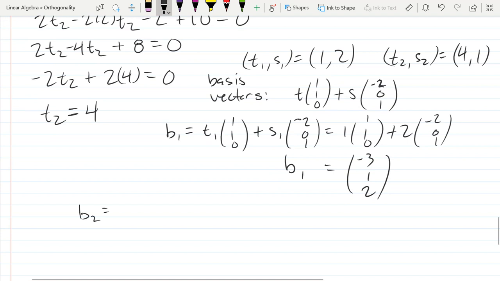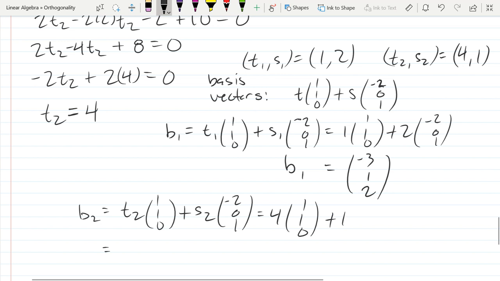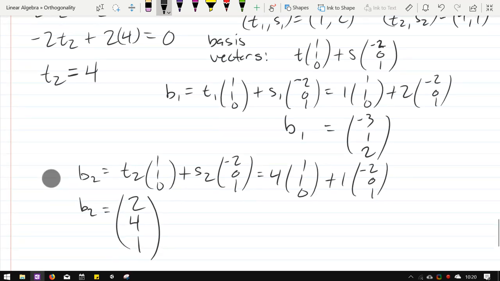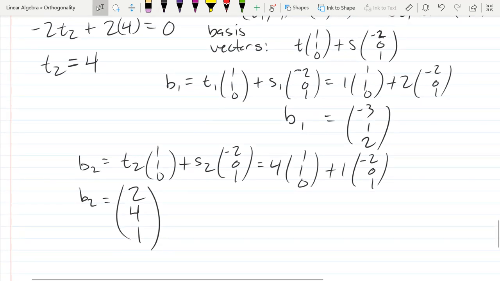B2 is T2 times 1, 1, 0, plus S2 times minus 2, 0, 1. So that's 4, 1, 0, plus 1 times minus 2, 0, 1. Two, four, one. All right, so any questions on reconstructing our basis vectors?